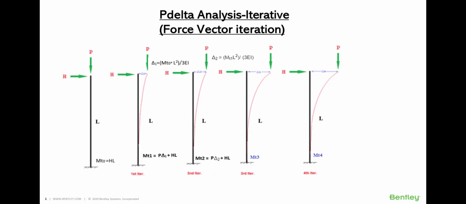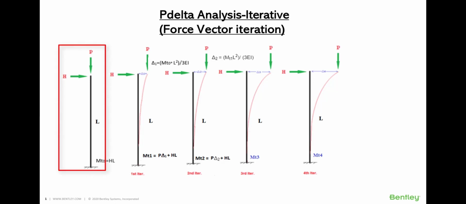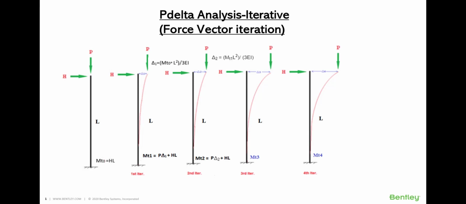Now, this is a simple cantilever column of length L with H and P acting on the tip. Due to the lateral load H, a moment is first developed at the base with the magnitude of H times L. So let's call it MT0. Now, due to the lateral force, a lateral displacement or a drift should also be developed at the tip. Let's call it delta 1.